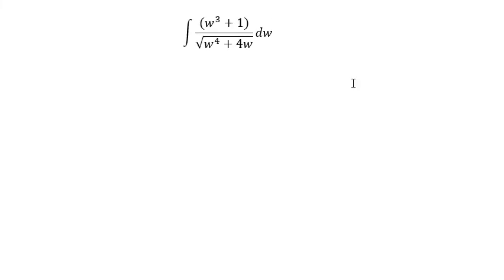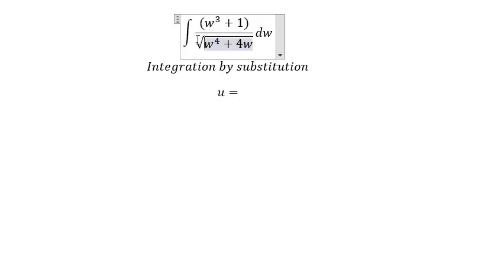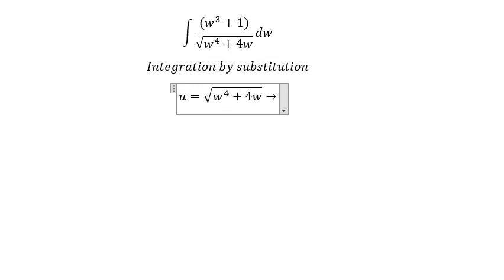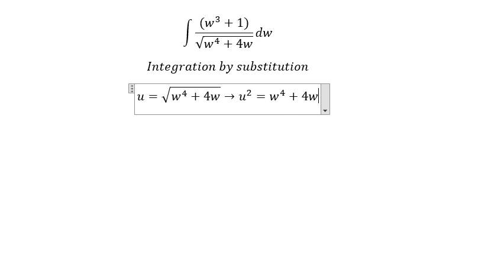Now, the last one, we need to use integration by substitution. So I will put u equals to this one. So we put the square for both sides. So we have w to the power of 4 plus 4w. Next, we do the first derivative for both sides.